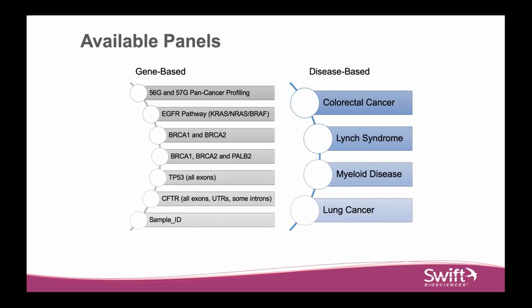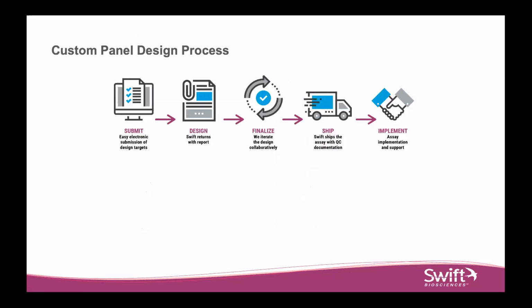So our most popular is the 56G panel, which interrogates 56 oncology-related genes, including full exon coverage of TP53. And then we also have EGFR pathway, BRCA panels, and then TP53 and the cystic fibrosis gene in a panel. And then on the right side, we have some groupings of genes based on the disease relevance that are also available.